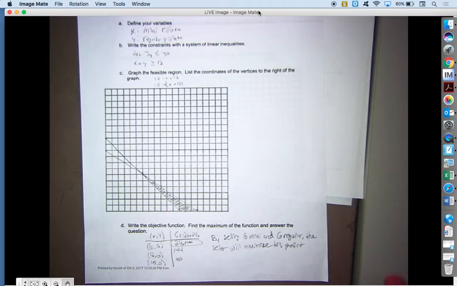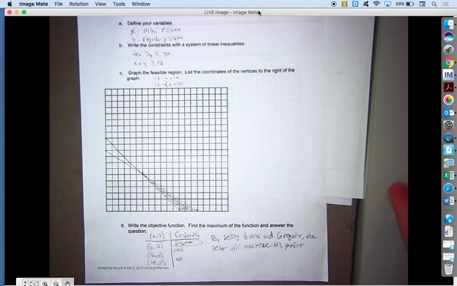So I started by defining the variables. I made X the mini piñatas and Y the regular size piñatas. Since it takes 2 hours to make a mini piñata and 3 hours to make a regular size one, that's my first inequality: 2x plus 3y is less than or equal to 30, since he only has 30 hours to make piñatas. My second one is how many he wants to have made at one time. So I added the two together, and he wants to have at least 12, so I said x plus y is greater than or equal to 12.